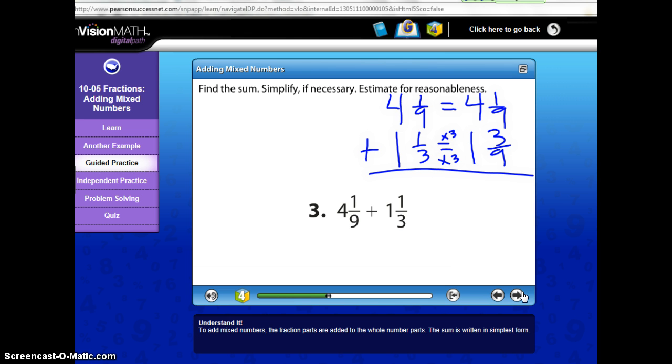Can anybody do the adding for me now? Sarah? It would be 5 and 4/9. Do I need to change that one? No, this isn't improper. Can I simplify it? No. I can't simplify it either. We're done. That was an easy one, wasn't it? One more like this and then we'll do some together.